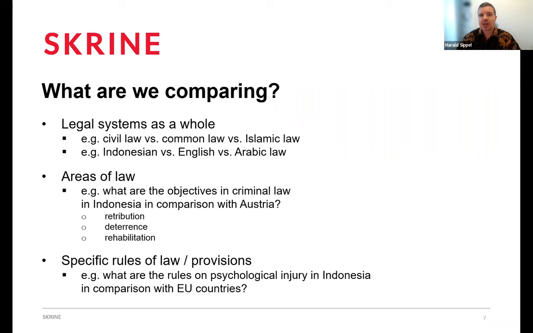Any questions on this? And please don't ask me about criminal law in the EU because I'm really not an expert. No, but any questions on what we are comparing?